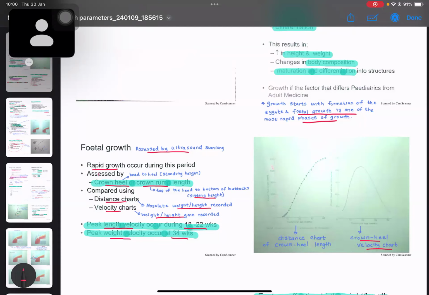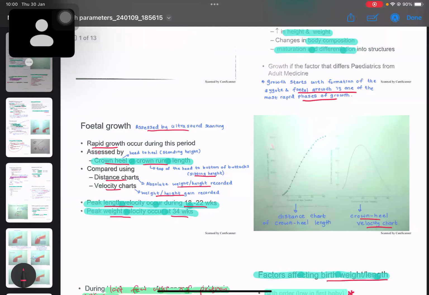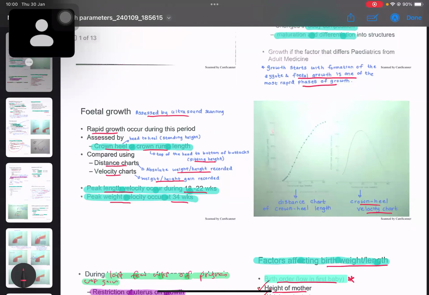Okay. Fetal growth is assessed by crown-heel or crown-rump length. Crown-heel means head to heel length, which is the standing height, and crown-rump length means the top of the head to the bottom of the buttocks, which means the sitting height.